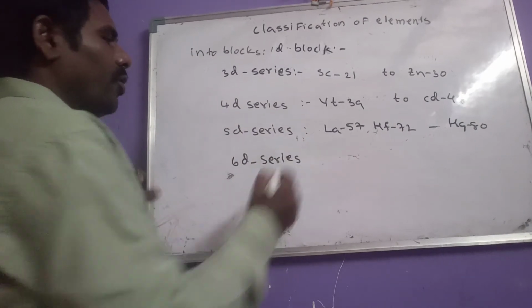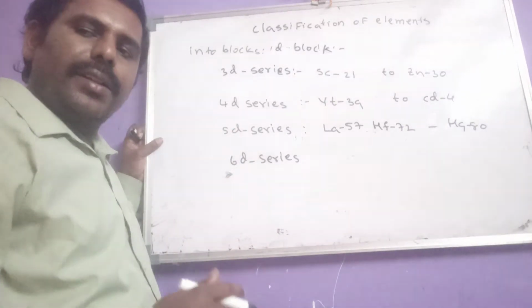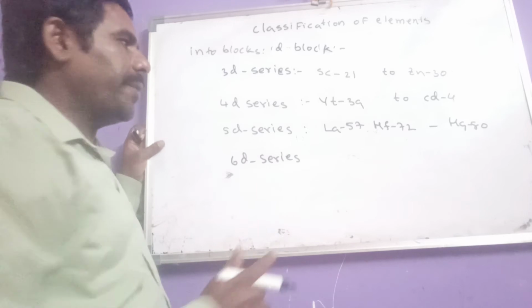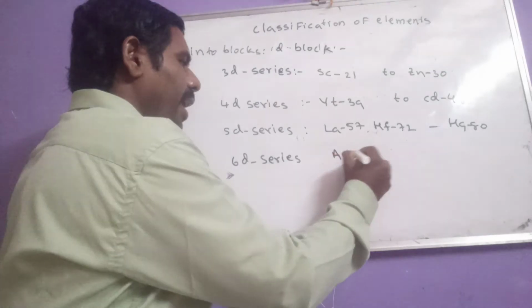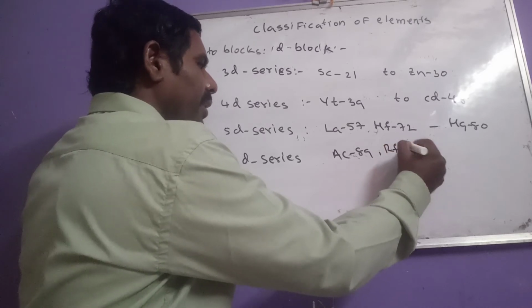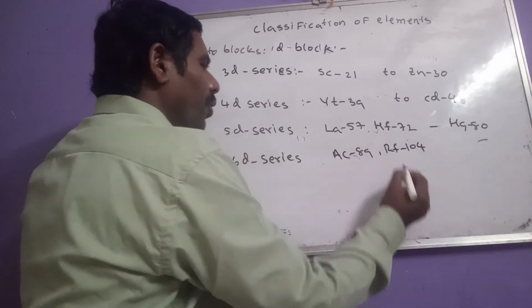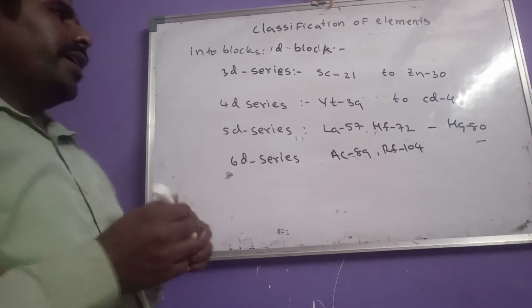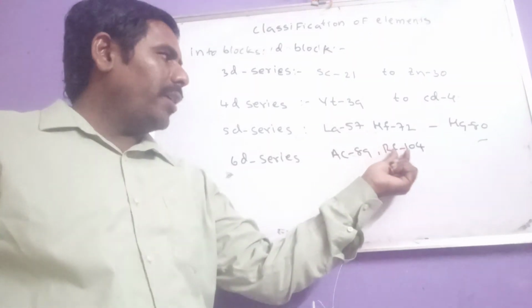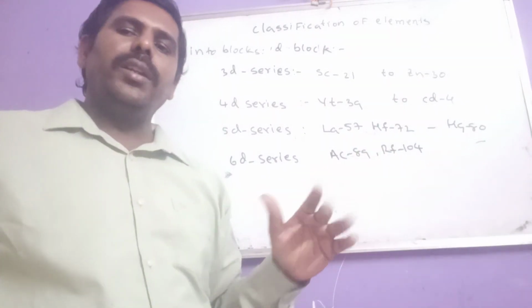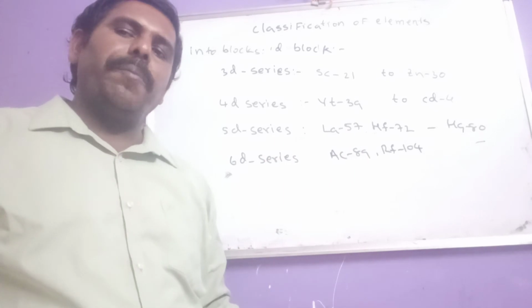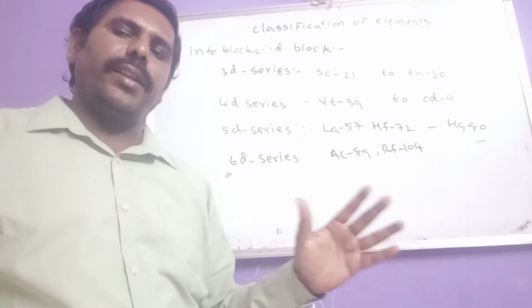Next, the 6d series. This is also called the incomplete transition series because this series is not completed. The first element is actinium 89. The immediate next element is rutherfordium 104. No last element. Here also 14 elements in between actinium and rutherfordium are missed out. Those are called actinides. They are placed again below the periodic table in the 5f series.